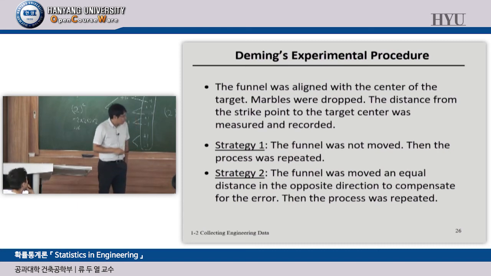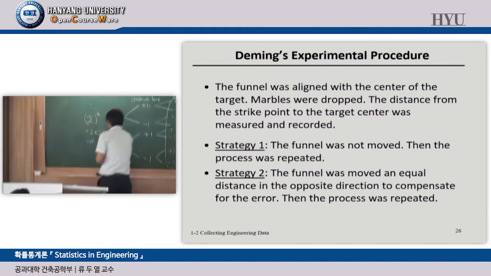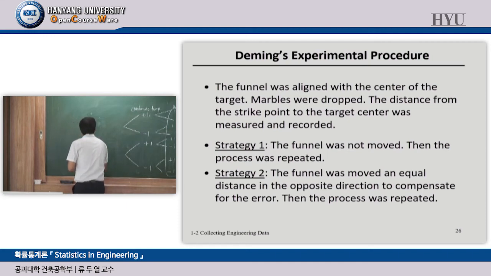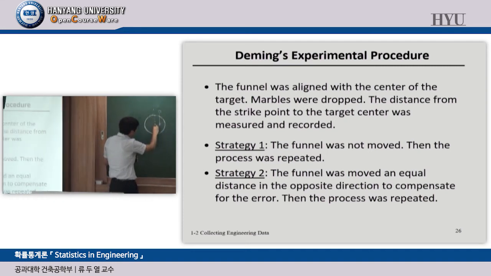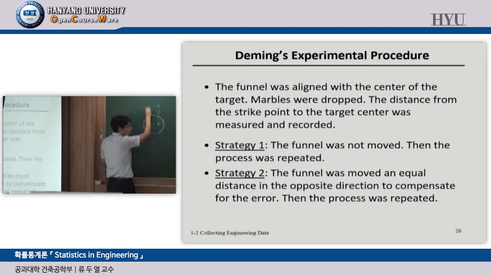And as I mentioned previously, we cannot normally obtain the zero distance from the striking point of the marble to the center of the target. And in that case, if we drop the marble through the funnel, we can measure the distance, right? So if we assume that this is the target, and this is the center, and this is the striking point of the marble, we can simply think that this is the plus direction and this is the minus direction.